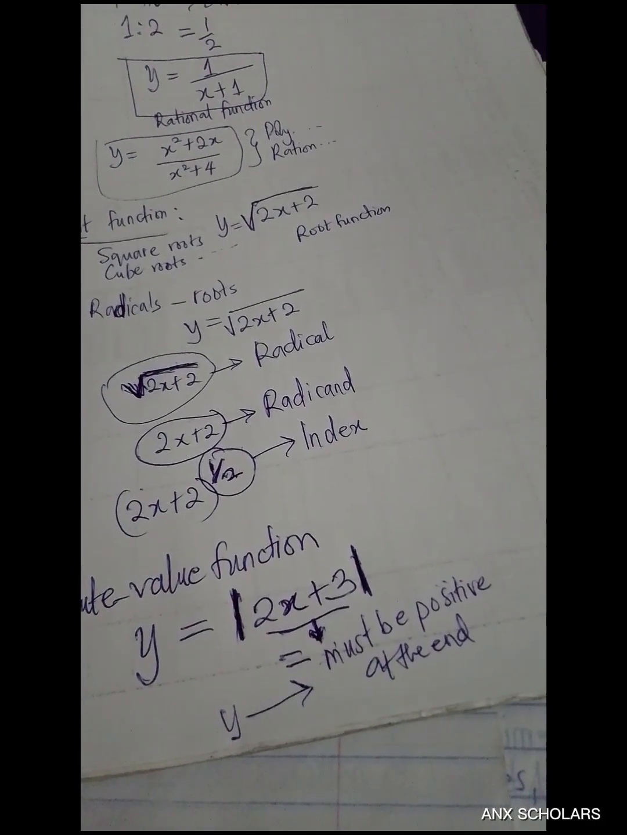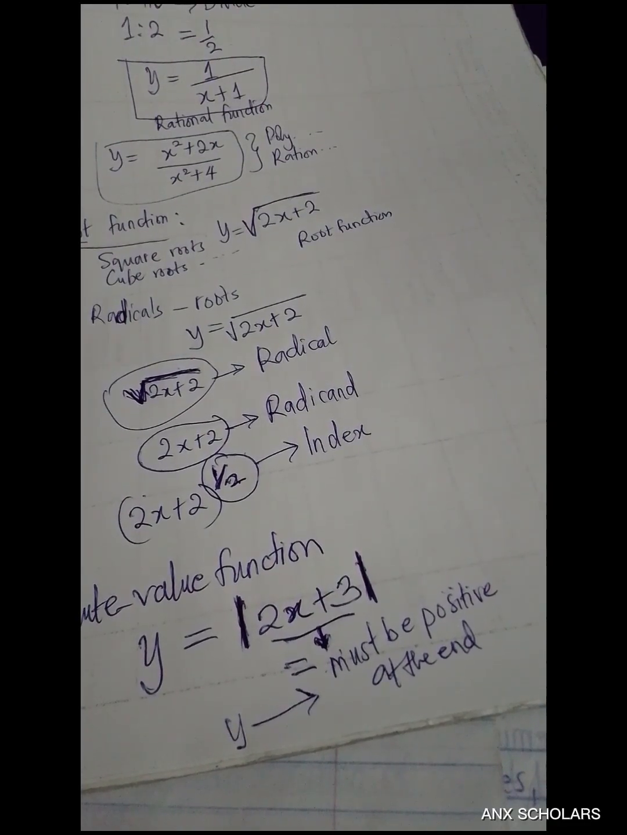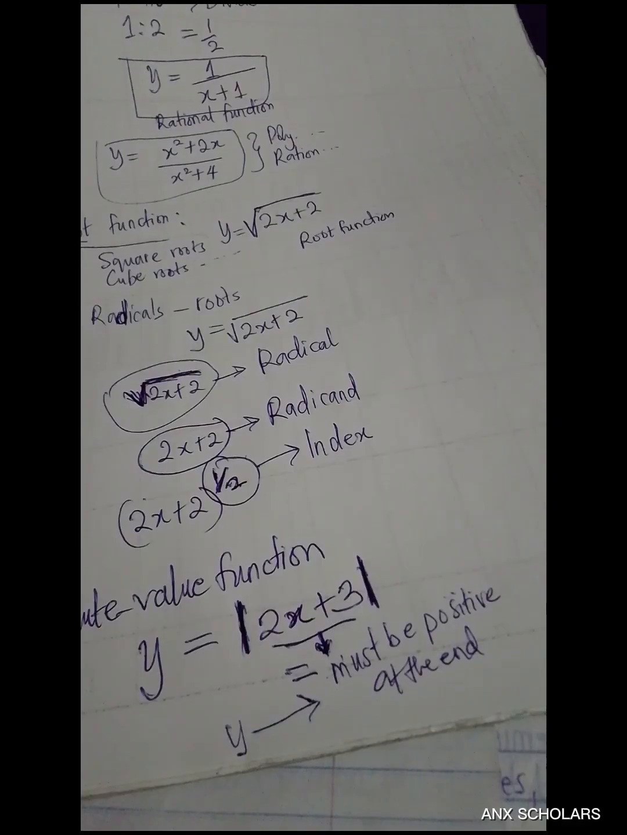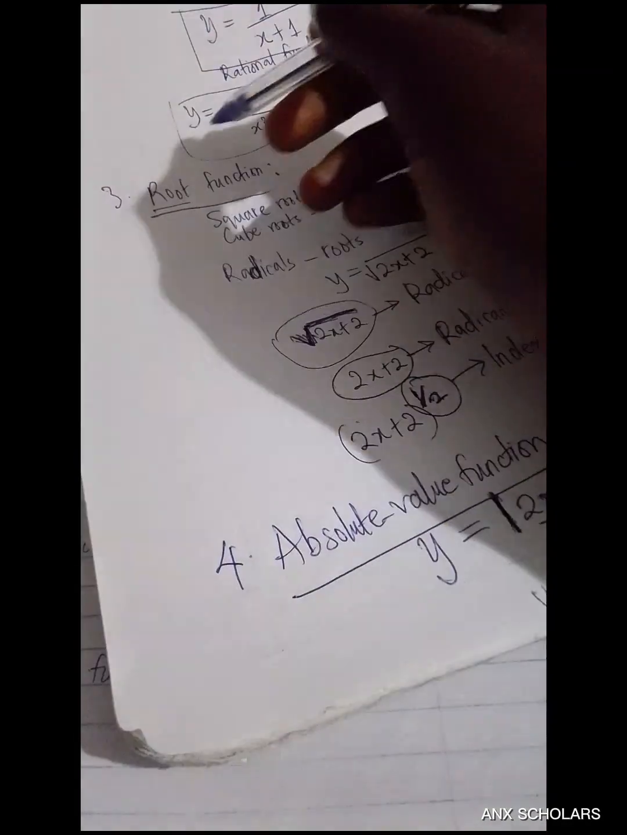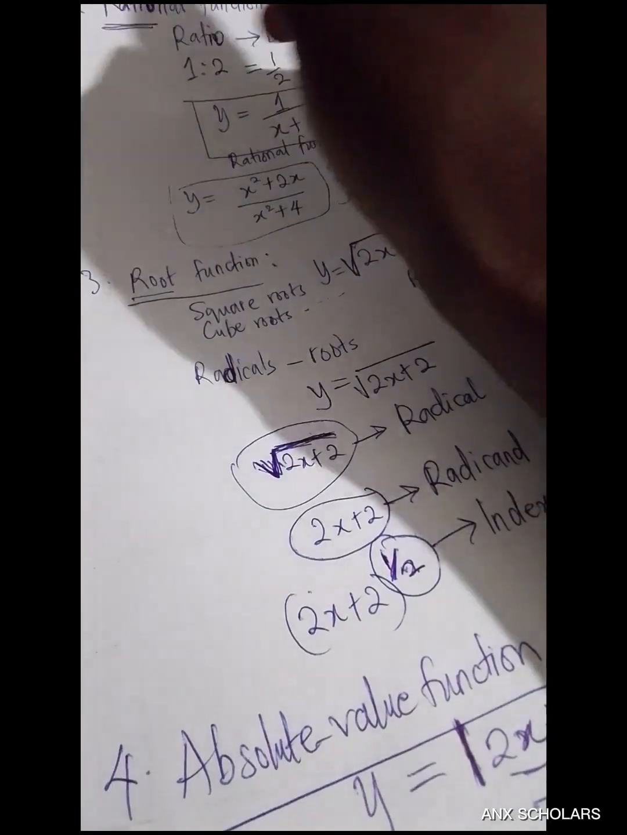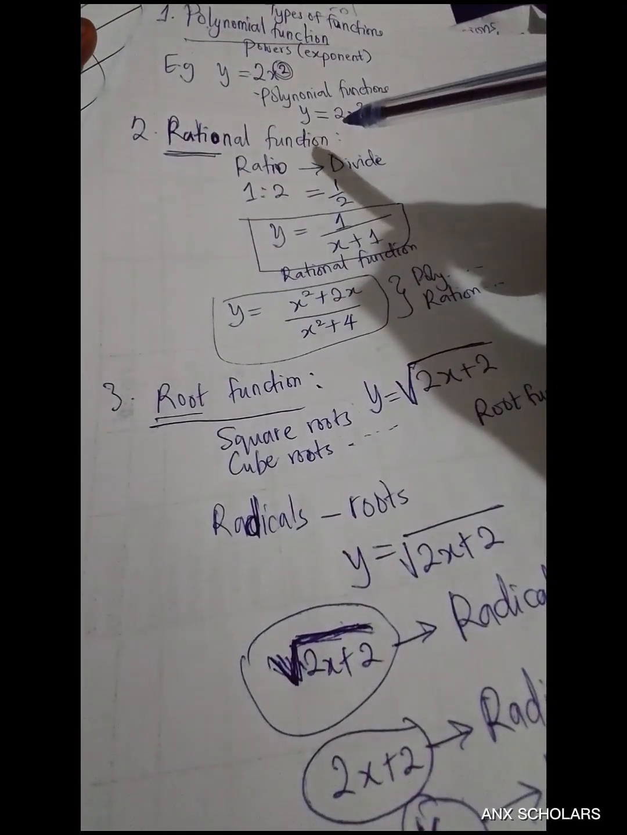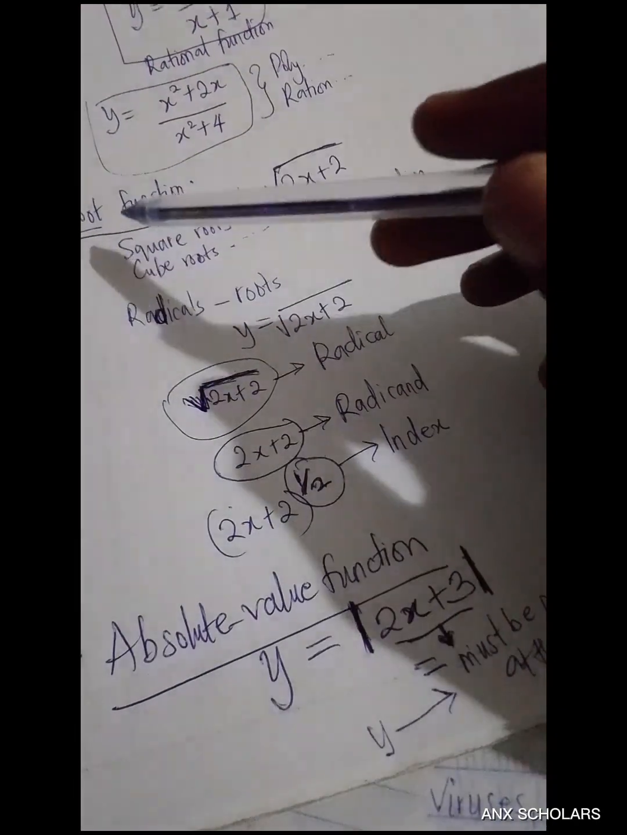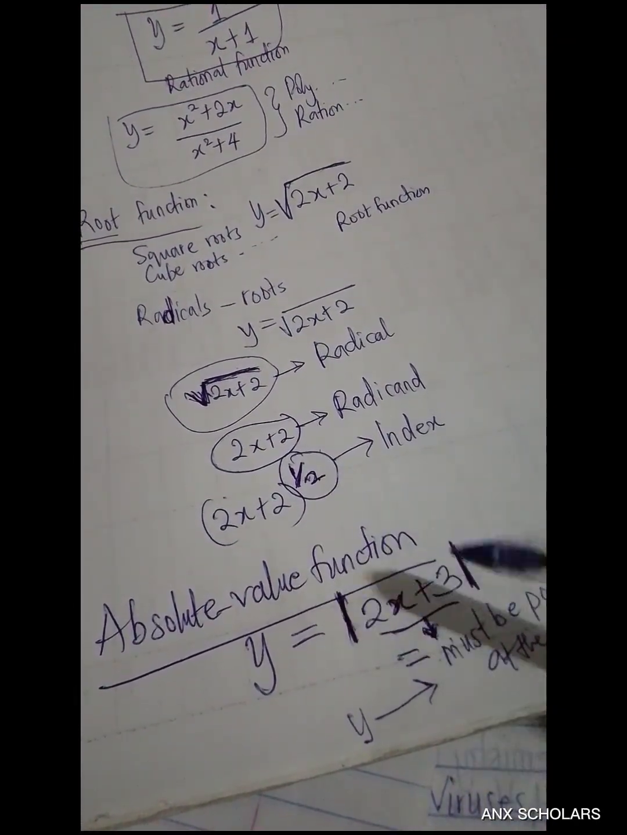Okay, which other one do we have? I guess I'll just have to continue. So for now, we've gathered polynomial functions, we've gathered the rational functions, we've gathered the root function, and we have an absolute value function.